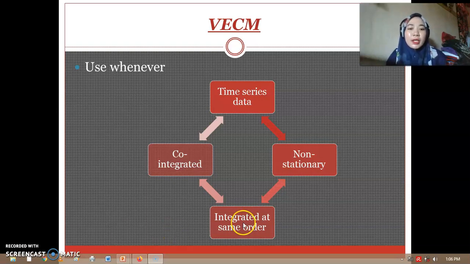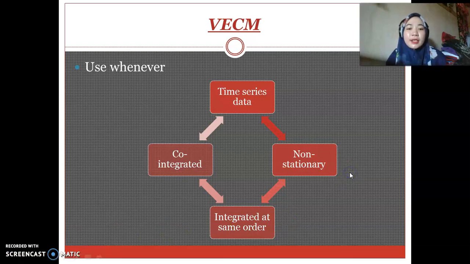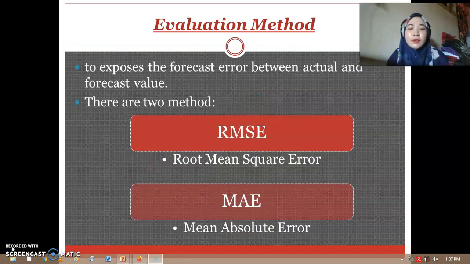After I get my model, I will determine the accuracy by forecasting. For forecasting, the evaluation methods that I will use are two types, which are RMSE and MAE. RMSE is root mean square error, while MAE is mean absolute error. I will use these two to forecast the actual data. When I get the forecast value, I will find the difference error between the actual and forecast. If the value of RMSE is smaller, the accuracy of our forecast is higher.